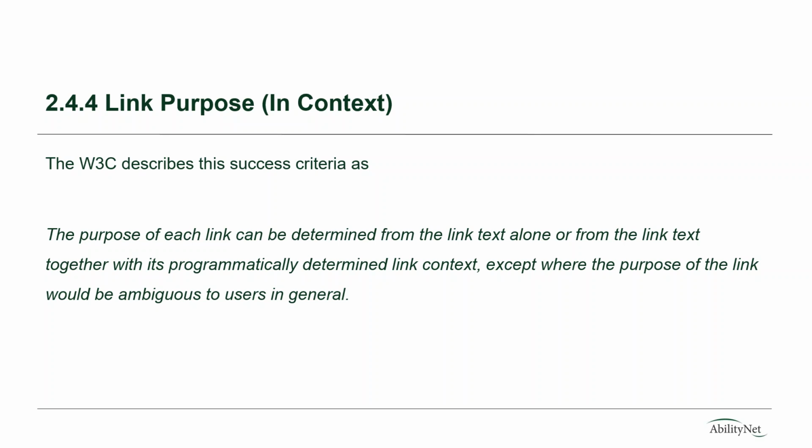Typically, there are multiple find out more links on a web page, and it would be impossible to distinguish them. That has been relaxed for this success criteria, and as you can see, it now allows links to make sense when taken into the context of their programmatically determined link context, and that covers their preceding paragraph, the preceding heading, and so on, as we'll have a look at.